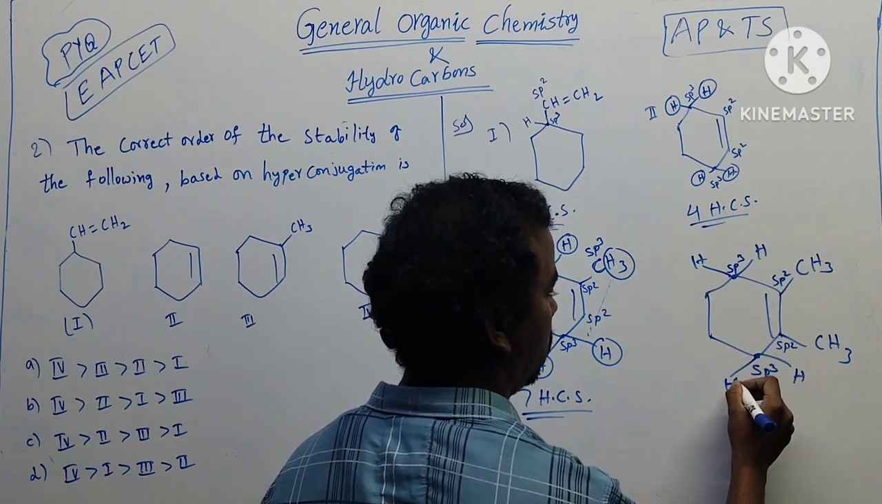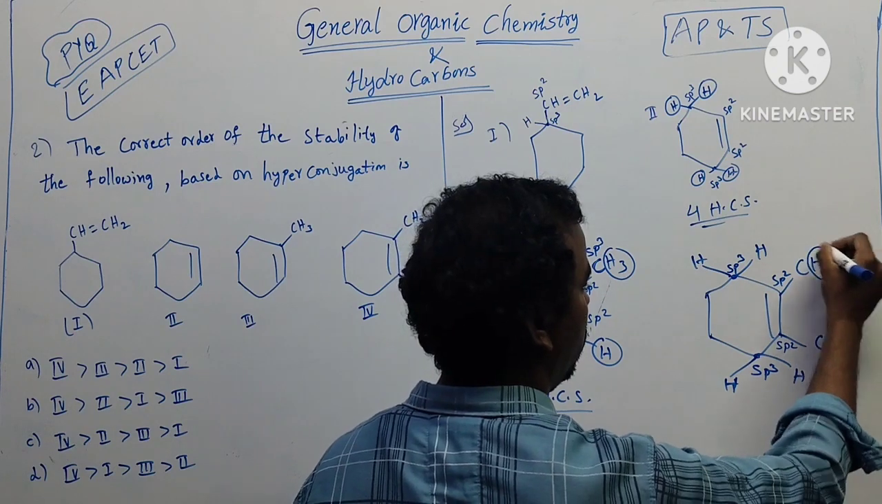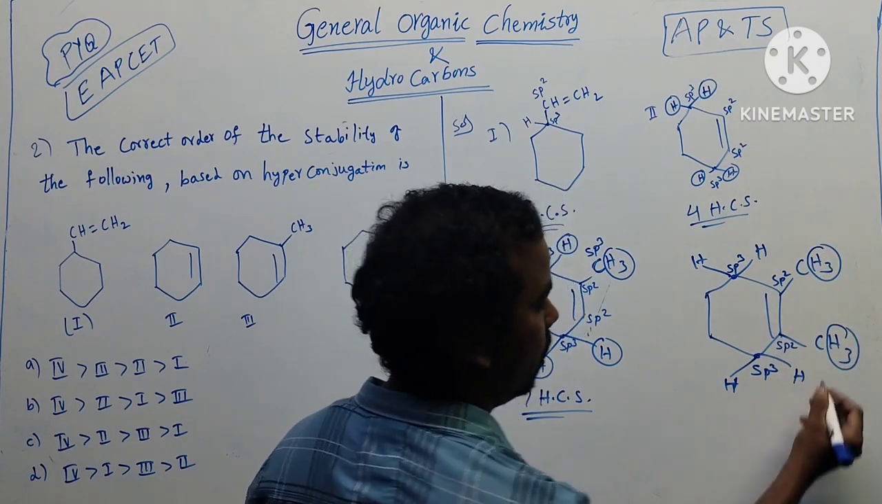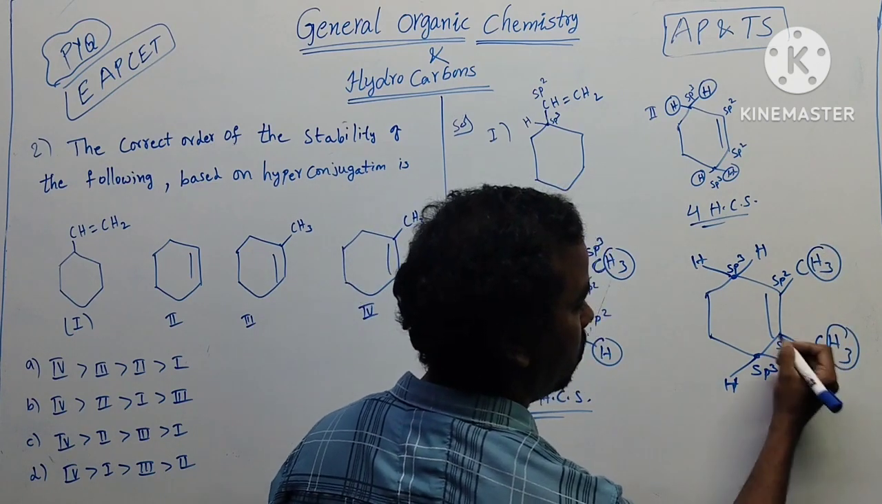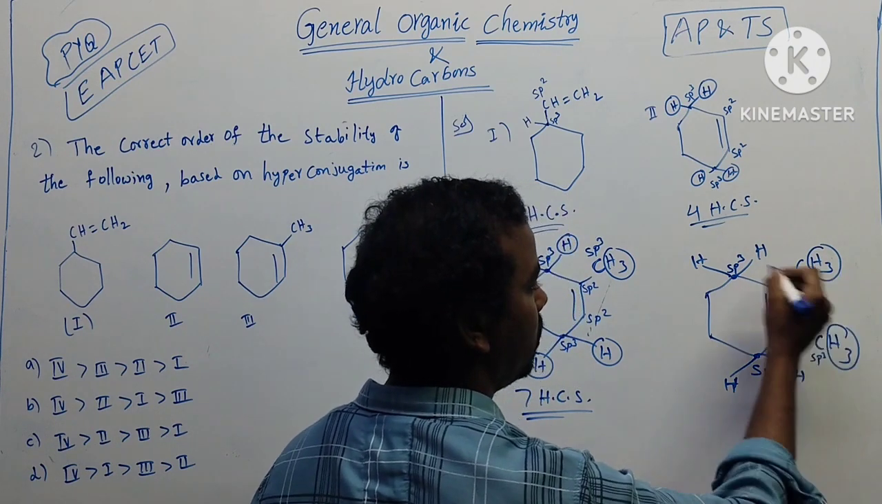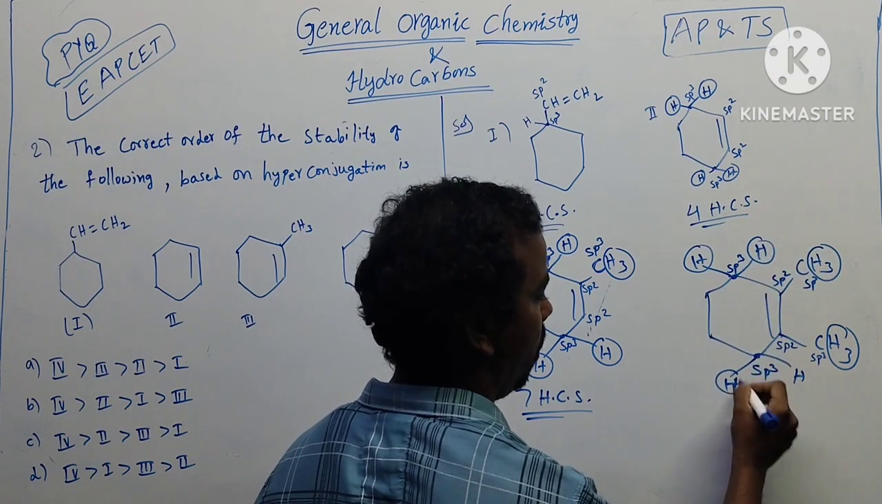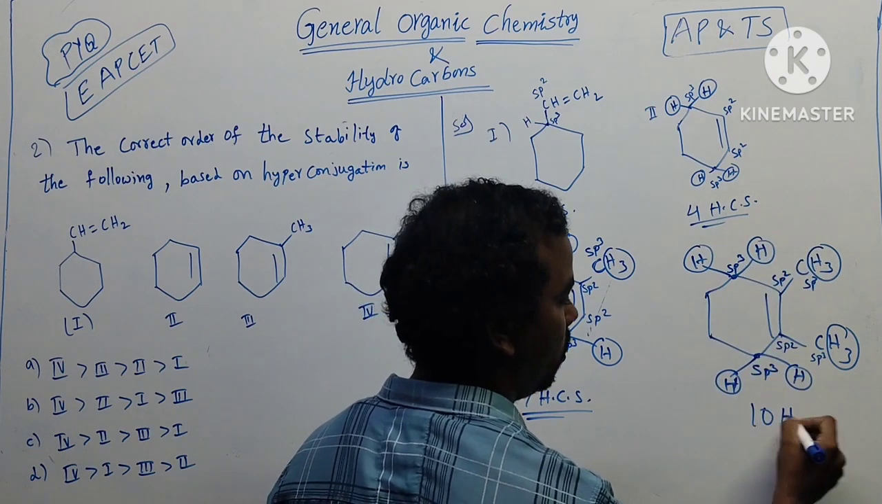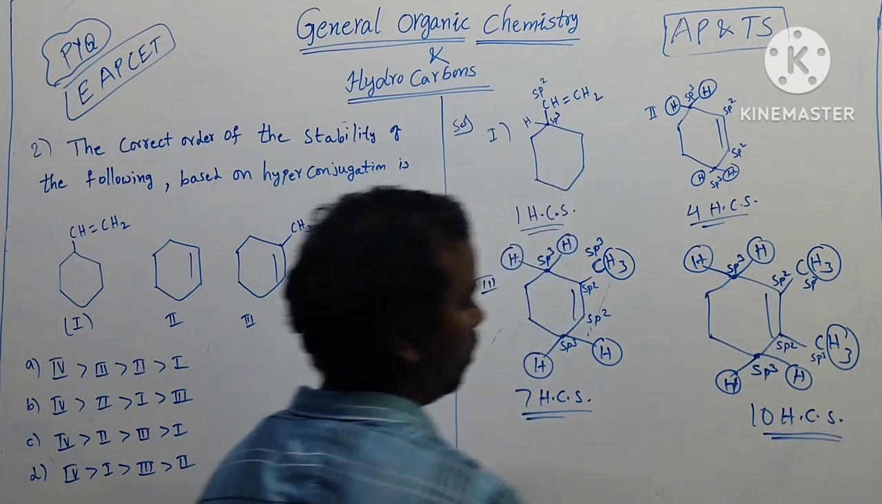Here also 2 hydrogens. Here 3 hydrogens, here 3 hydrogens, because it is sp3 which is attached to sp2. 3, 3, 6, 7, 8, 9, 10. So 10 hyperconjugative structures are possible.